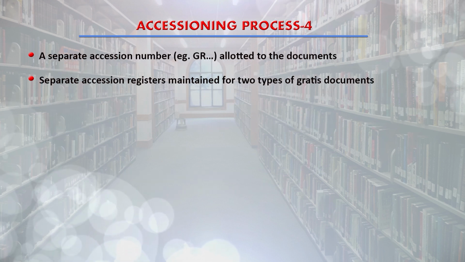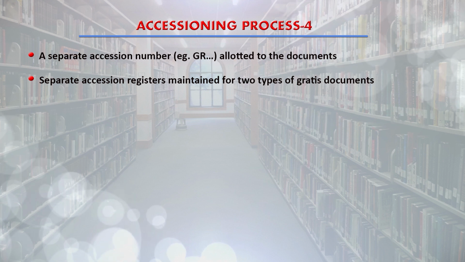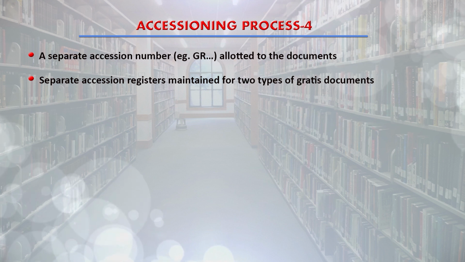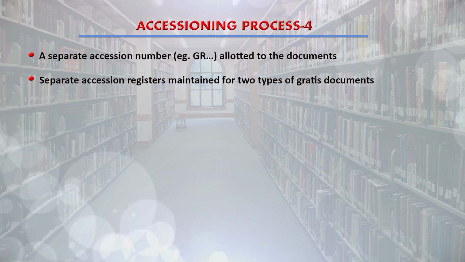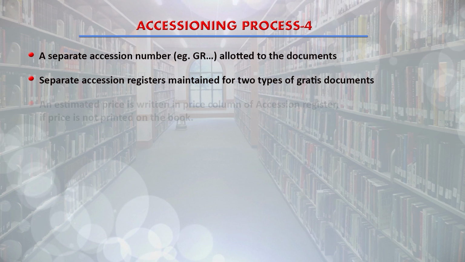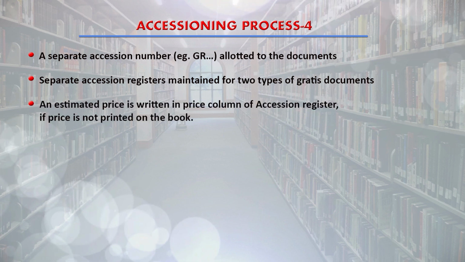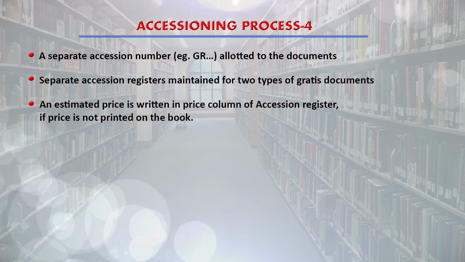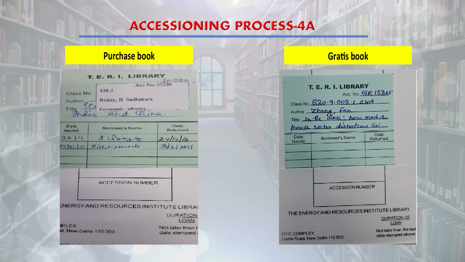Every book is allocated a separate number for that. A separate accession register is maintained for two types of gratis document: one is temporary gratis and one is permanent gratis. An estimated price is written in the price column of the accession register as well. So this is how accession cards are prepared for purchased books and gratis books.